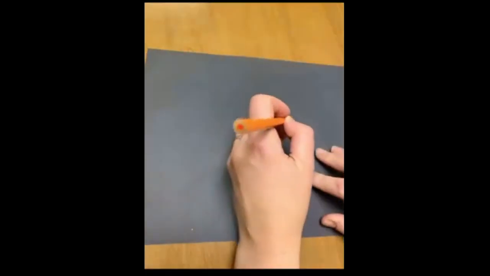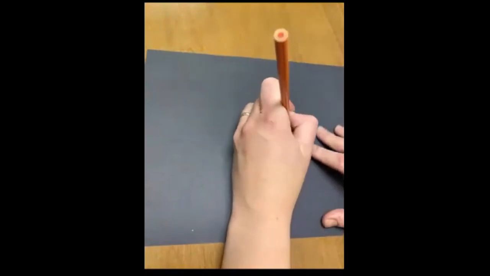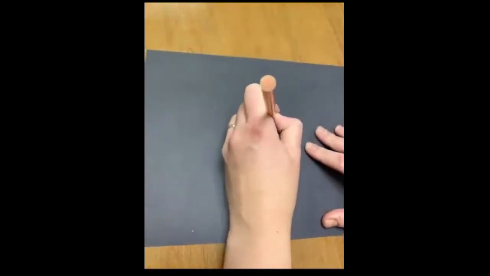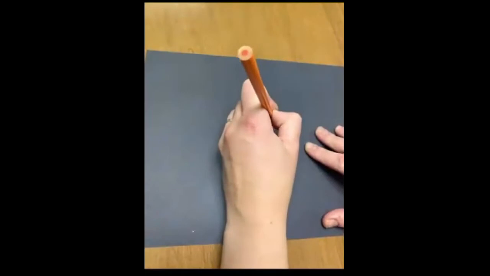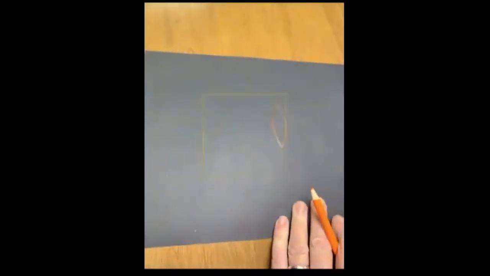So to draw a pumpkin, you need to draw something. I don't know what you're going to call this shape. What is it? It's kind of an oval, a pointed oval on its side, like that. That's the first step to drawing a pumpkin.